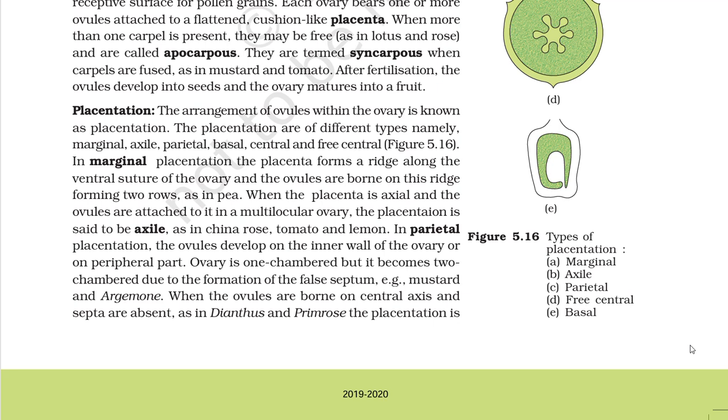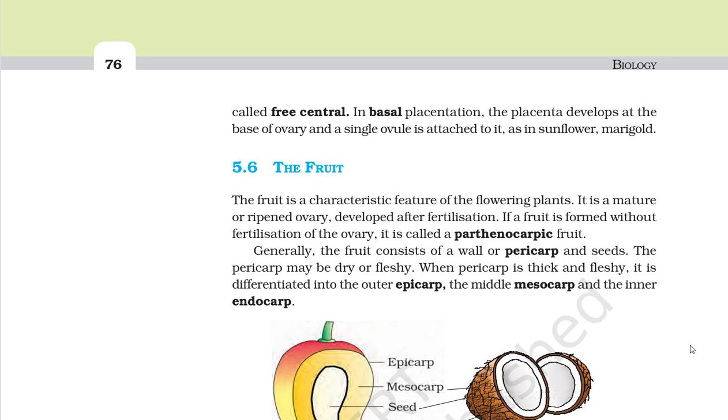In parietal placentation, the ovules develop on the inner wall of the ovary on the peripheral part. Ovary is one-chambered, but it becomes two-chambered due to the formation of the false septum. Example, mustard and argemone. When the ovules are borne on central axis and septa are absent, as in dianthus and primrose, the placentation is called free central. In basal placentation, the placenta develops at the base of ovary and a single ovule is attached to it, as in sunflower, marigold.